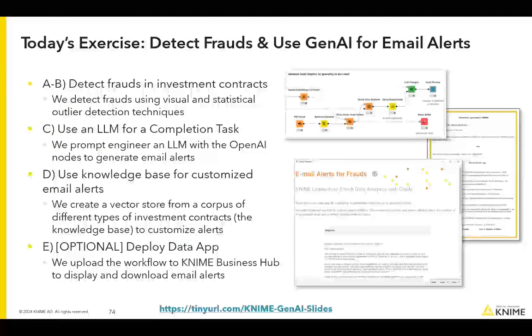And the exercise is going to be divided into 4 different sections. The first one is, as I said, the detection of fraud. Then we're going to use an LLM for completion. And then we're going to do prompt engineering to query the LLM, using the OpenAI nodes to generate email alerts.